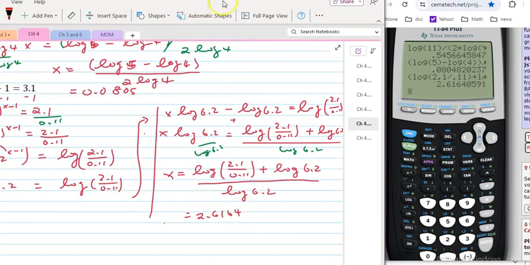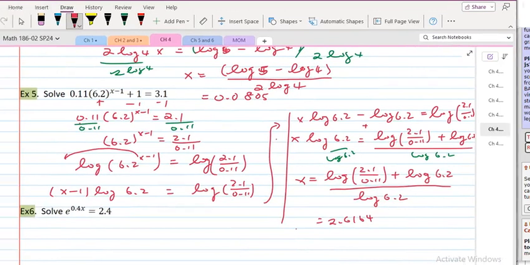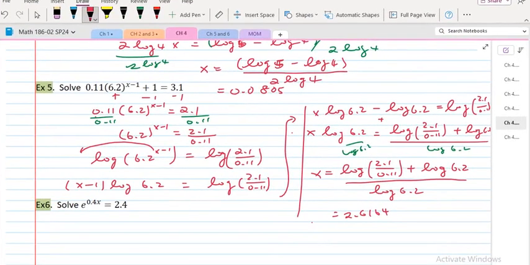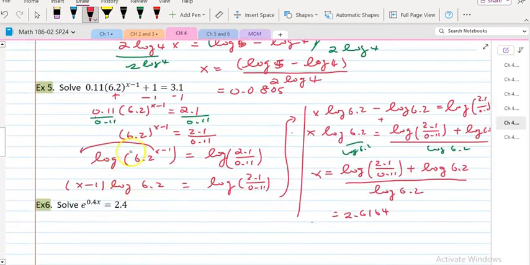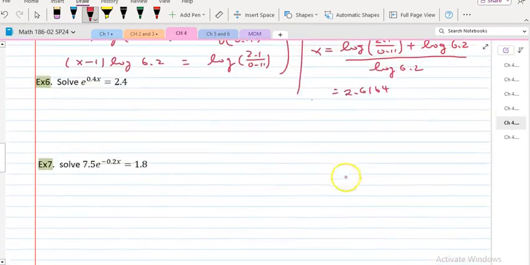Okay, so that's how you do it. Basically, you just need to make sure that you clean up, then add log, then move the exponent, and then simplify. What happens if my base is e? Then instead of doing log 10, I'm going to do ln because it's a little faster.